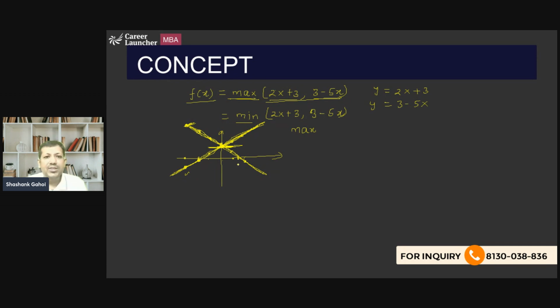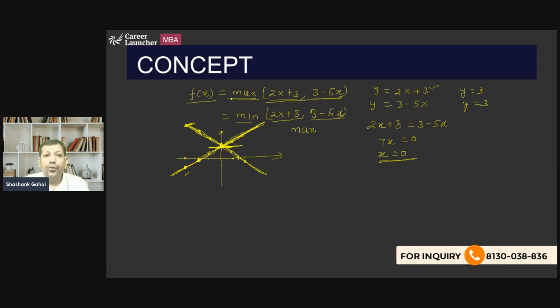Okay, now that is one way to deal with it. Now what is the second way to deal with it? I'm just going to equate both the functions. So I'm going to say 2x plus 3 is equal to 3 minus 5x. So I can say that it is equal to 7x, and that's equal to 0. So x comes out to be 0. After that, I'm going to plug in x over here. So x equal to 0 is here. So y is equal to 3, as well as y equal to 3.